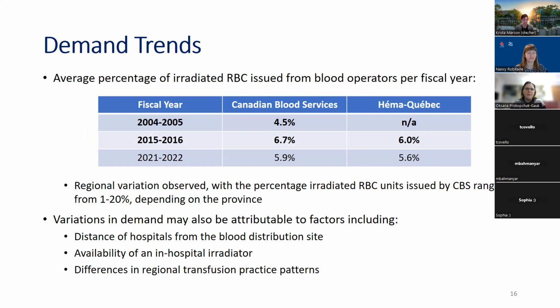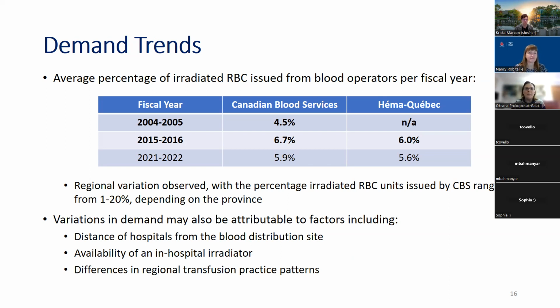Just looking at some figures from operational fiscal years, in 2004-2005, CBS had reported that there was about 4.5% of their inventory that had been issued as irradiated to hospitals. In 2015-16, before the publication of the initial version of the document, but as work was underway, it was noted that this rate had increased to 6.7%. And in parallel, Héma-Québec had also seen about 6% of blood issued was irradiated.